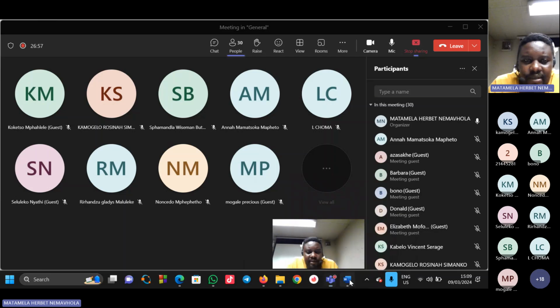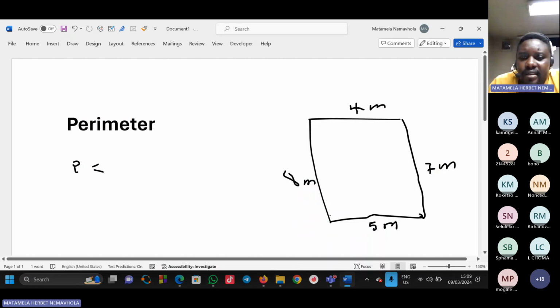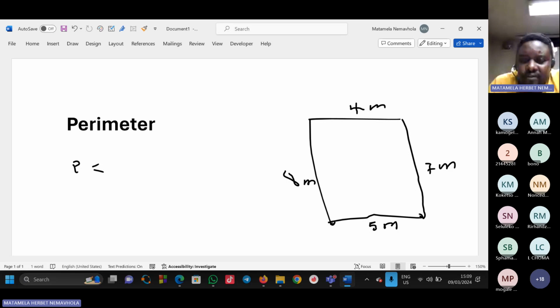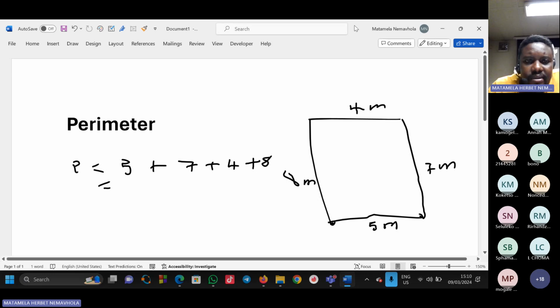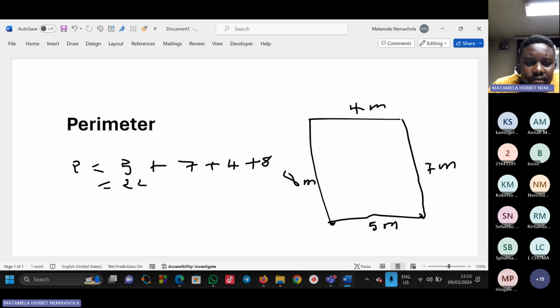So when we talk about the perimeter, perimeter is about adding. If you are starting from this point, you're going to add from there, this one and this one and this one. So when you add them, here you're going to say 5 plus 7 plus 4 plus 8. 5 plus 7 is 12, plus 4 is 16, plus 8 is 24. Which means you will have 24 meters. So this is when you are calculating for a perimeter.